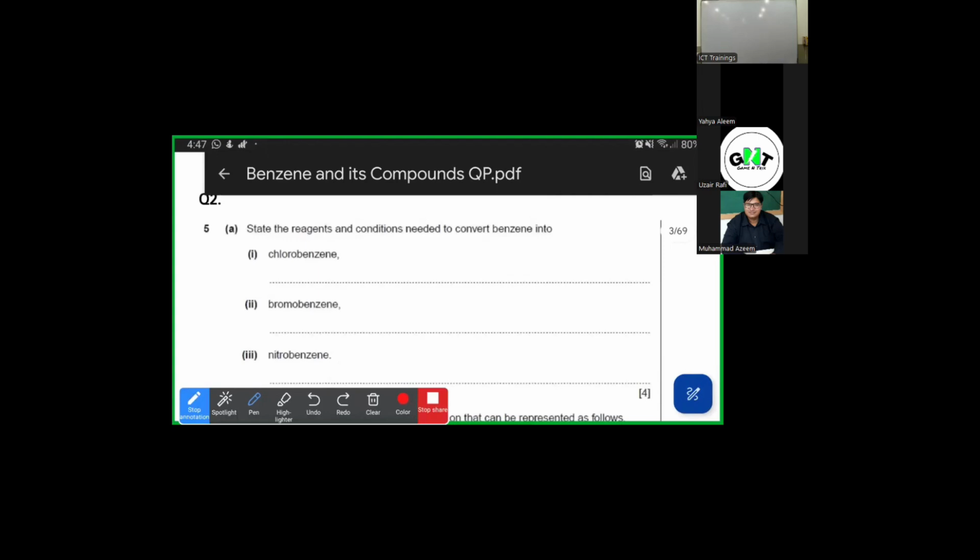Okay, my dear. So it says state the reagent and condition needed to convert benzene into chlorobenzene. So you should take the reagent. The reagent should be chlorine and AlCl3. Just like that, for bromobenzene, the reagent is bromine, and the catalyst, my dear, again would be AlCl3.